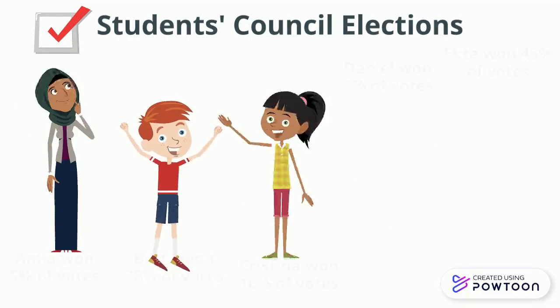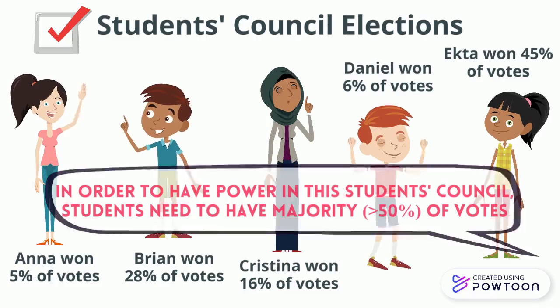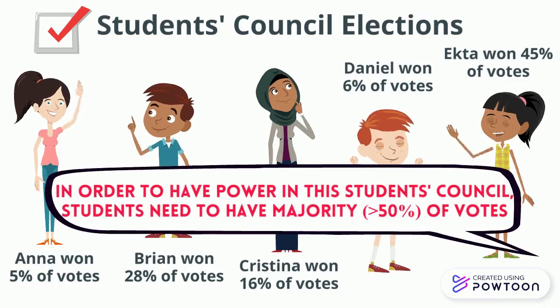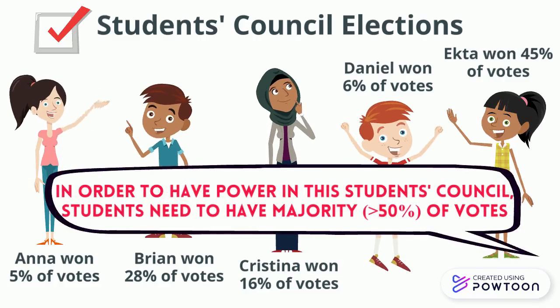In this scenario, all students are now in the council. But in order to have power in this council, students need to have a majority, which is more than 50% of votes. However, you can see no one student has more than 50%.